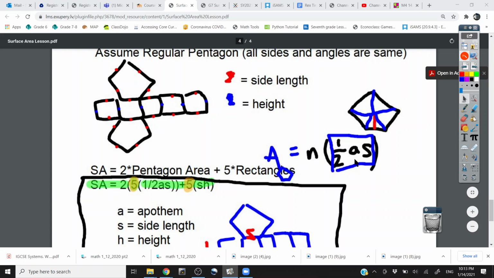So 1/2 times the apothem times the side length gives us the area of that triangle, and then multiply by the number of sides because that's how many triangles give us the area of that thing. Great, okay, so we remember this formula. So our surface area has 2 of those pentagons, like 1 and 2, and then 5 rectangles, because there's 5 rectangles here for the 5 sides.